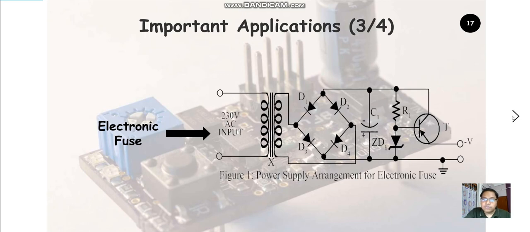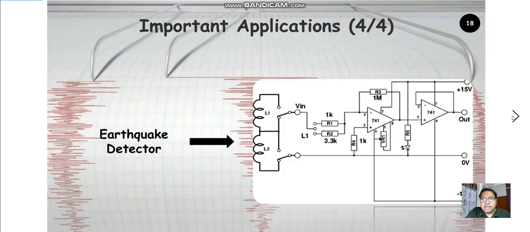Electronic fuse, we all know, we can build it using a bridge rectifier. One of the major electrical applications of IC741 is the electronic fuse. Last but not the least, very important, is the earthquake detector. You can do it in the lab also, where IC741 plays a major role. I would say it is a very important application of IC741, to help us detect shear stress or shear strain. That is why we call it an earthquake detector.